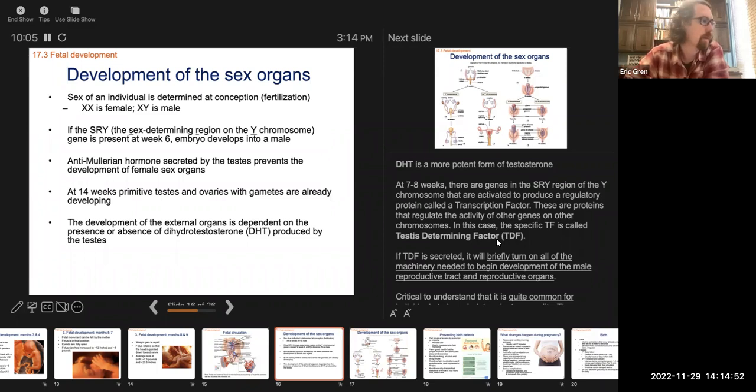We didn't have testis determining factor turning on the chain reaction of development steps that lead to a male reproductive system. It's really important for you to understand that it's actually fairly common for individuals to develop an indeterminate sex biologically. I might have mentioned this briefly in lecture last week, or the week before. In as many as 1 or even 2% of the population, a baby is born that's not clearly male or clearly female, and there's a whole variety of reasons why this can happen.